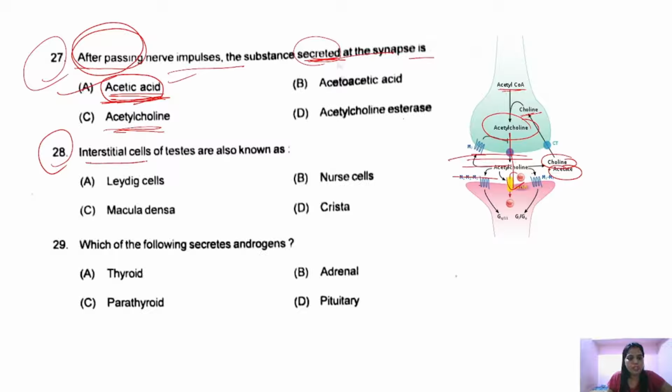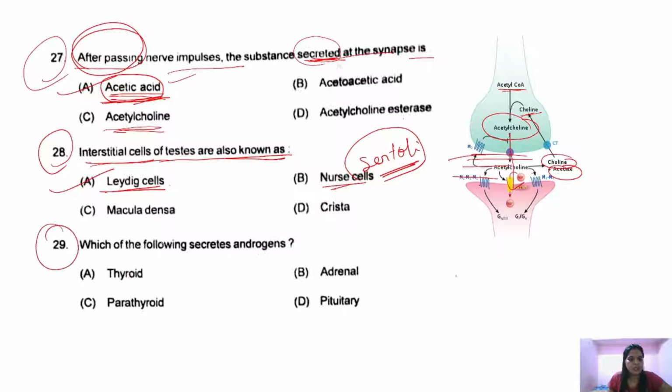Question number 28. Interstitial cells of testis are also known as, answer will be Leydig cells. Leydig cells are called the interstitial cells. Nurse cells are the Sertoli cells. These are the basic questions you must remember always. Then question number 29. Which of the following secretes androgen? Thyroid, no. Parathyroid, no. Adrenal, yes. Adrenal cortex region secretes androgen as well. That is the source of androgen in case of females as well.